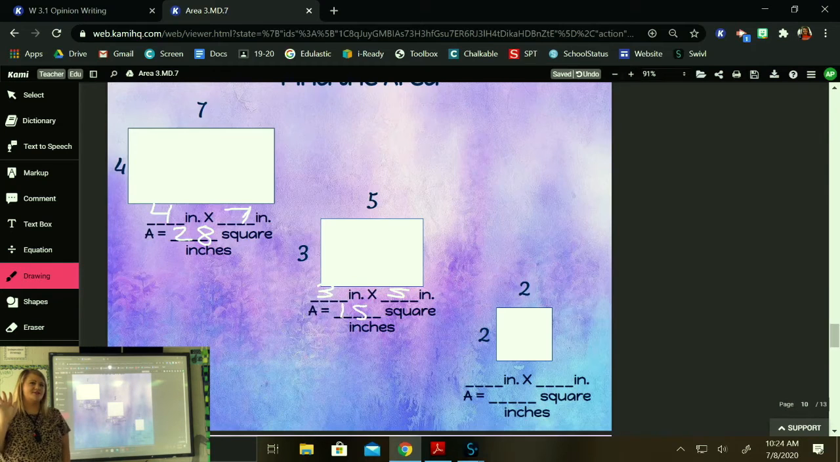I want you to pause your screen on this one as well. We have our width is 2 inches. We have our length is also 2 inches. And so we're going to do 2 inches times 2 inches equals 4 square inches. The last problems we're going to practice today are our word problems.